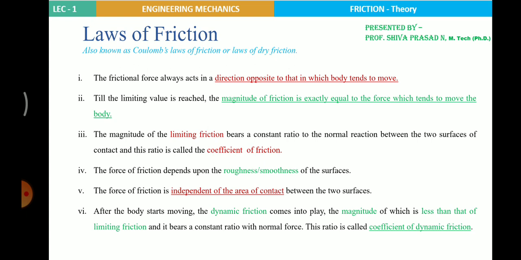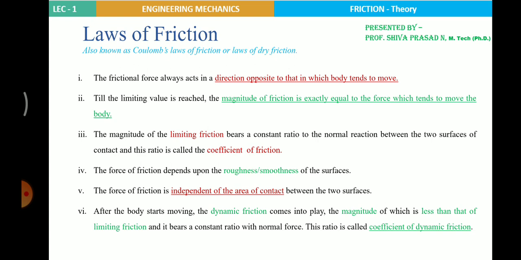And finally, after the body starts moving, the dynamic friction comes into play. Yes, after the body has moved, as we saw in the graphical representation, the dynamic friction comes into play, the magnitude of which is less than that of the limiting friction, and it bears a constant ratio with the normal reaction force. This is called the coefficient of dynamic friction. We have seen the coefficient of static friction represented by mu in the previous slide, and this is the coefficient of dynamic friction.